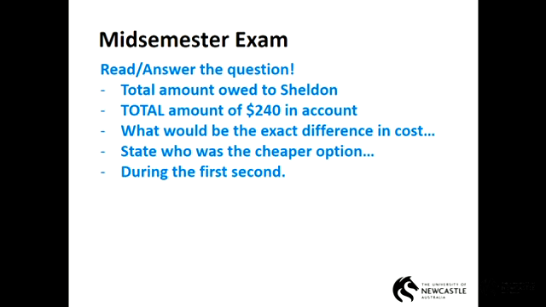There's another one. During the first question, it didn't ask what height it was after 1 second, it asked what height it travelled during the first second. So the difference between where it was at t equals 0 and where it was at t equals 1.